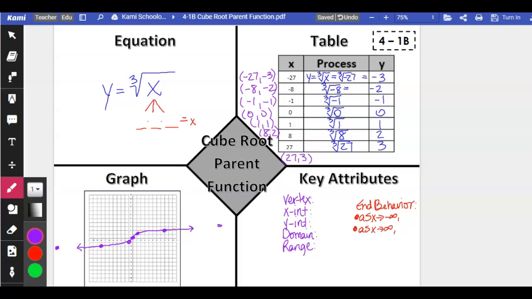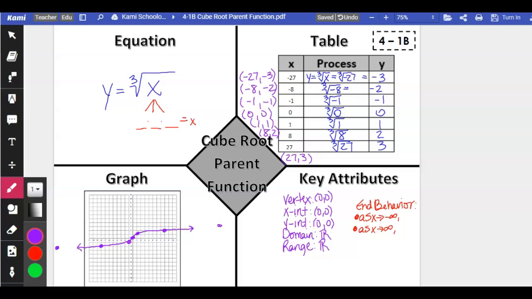Vertex. Where is the turning point of this parent function? Well, it's right in the center, just like it was in the last one. It's at 0, 0. X-intercept, 0, 0. Y-intercept, also 0, 0. What about the domain from left to right? We've got arrows on the left, arrows on the right. So if it extends to infinity in both directions, that's considered all the real numbers for the domain. As it extends left and right, it's also going down and going up. Slowly, but it is. So the range is also all real numbers, negative infinity to infinity.